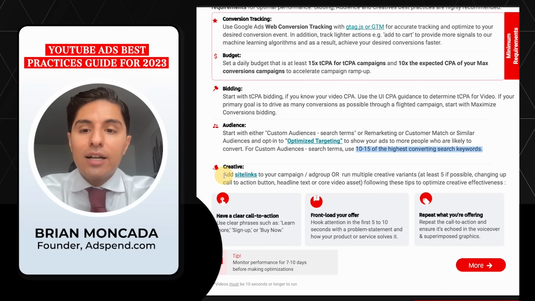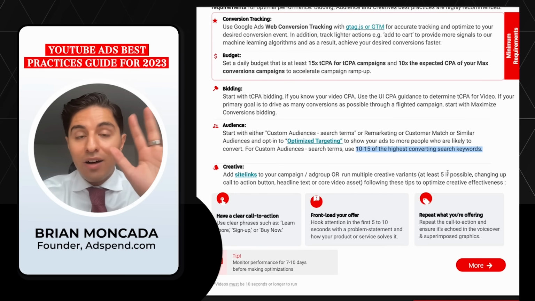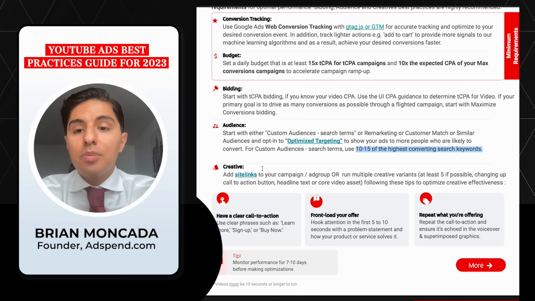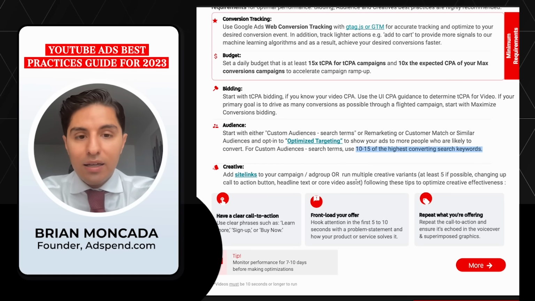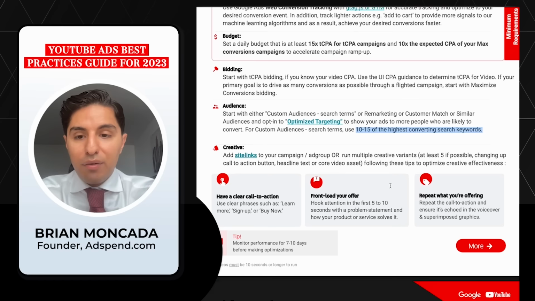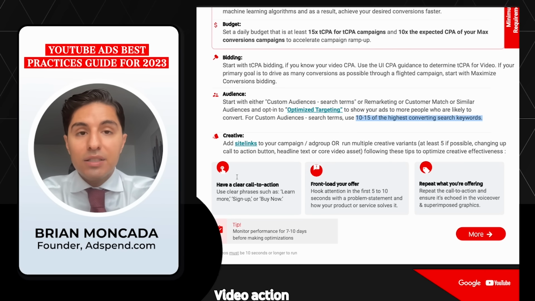What Google is saying here is to add site links to your campaign and or ad group and run multiple creative variants, okay? At least 5 if possible, at least 5 ads if possible. Start with 5 ads at least, changing up the call to action button, headline text, or core video asset, following these tips to optimize creative effectiveness. So here's their tips to optimize creative effectiveness.